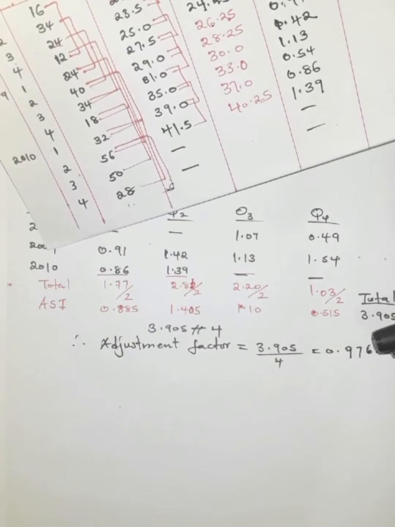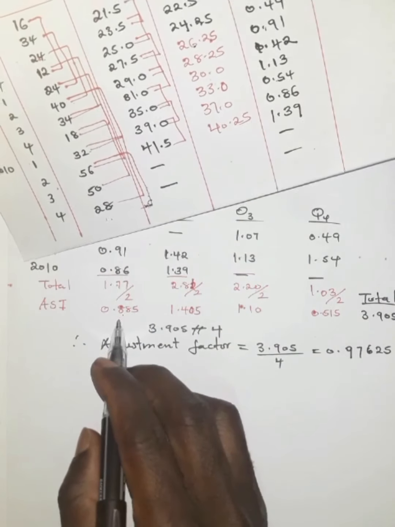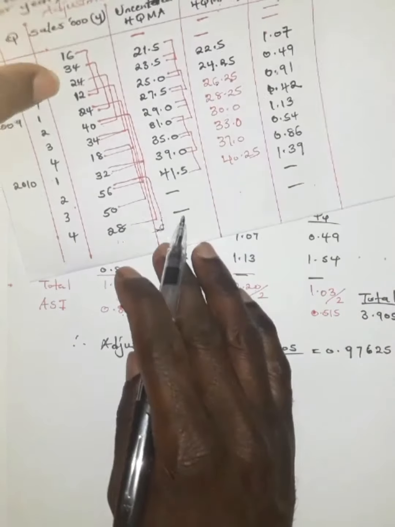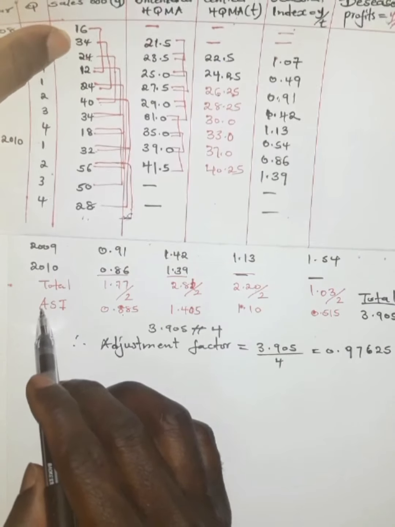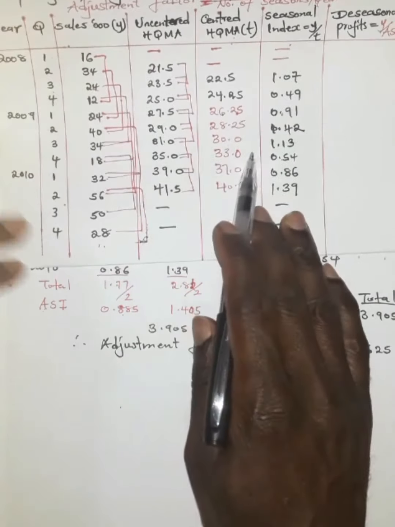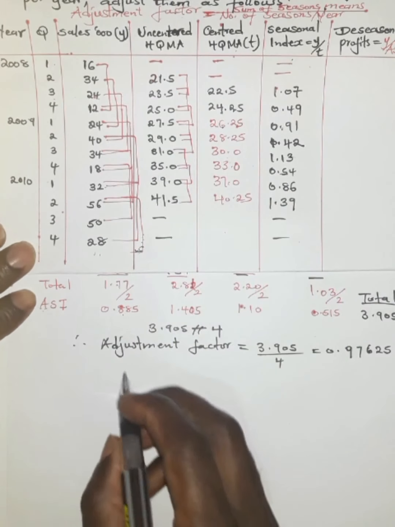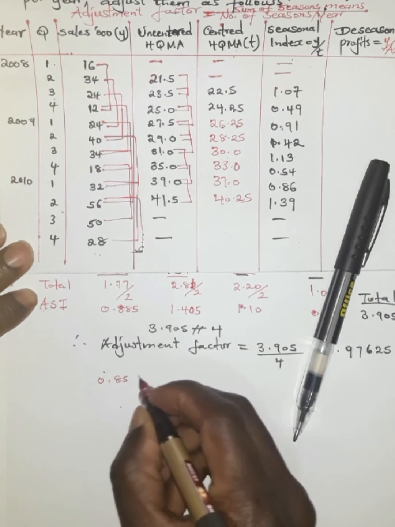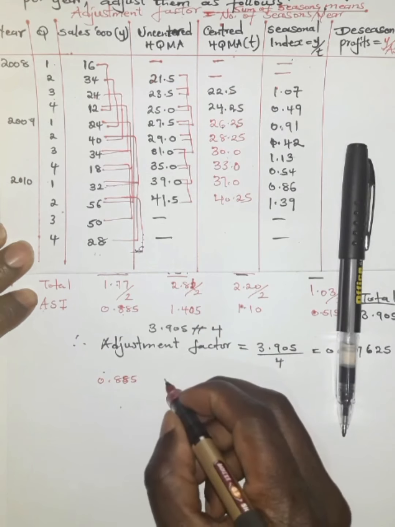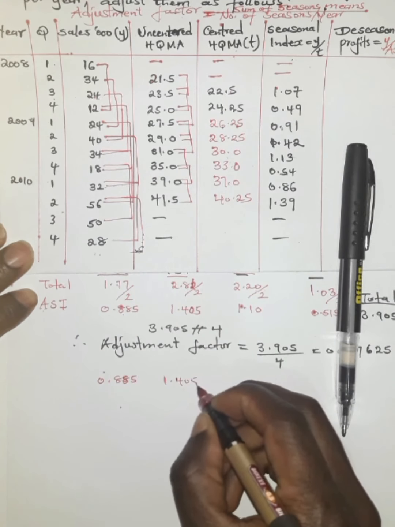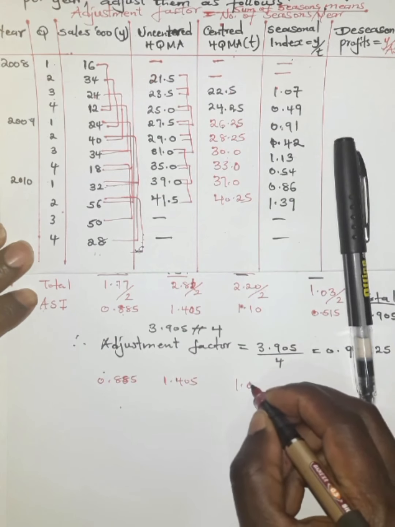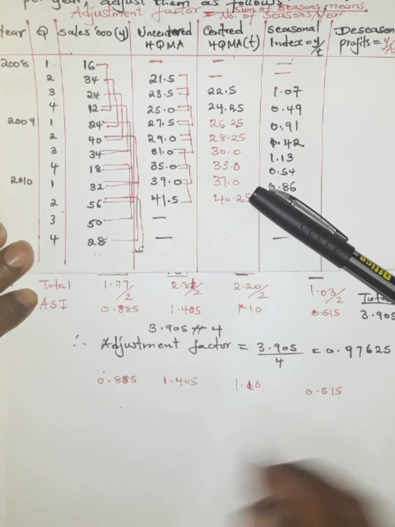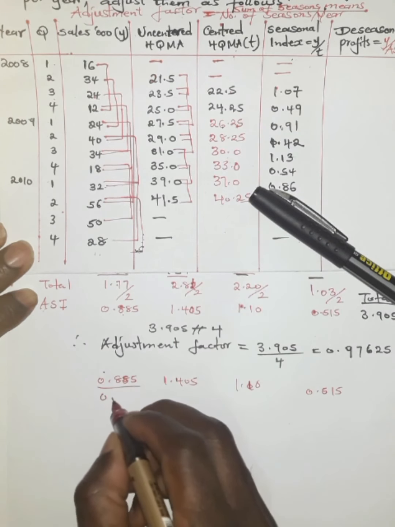So this adjustment factor that we are talking about, where will you apply it? Now these average seasons that we had, we are going to divide each average season by the adjustment factor to get the adjusted average seasonal index. So we can bring them down here. We still have 0.885, 1.405, 1.10, and then 0.515.